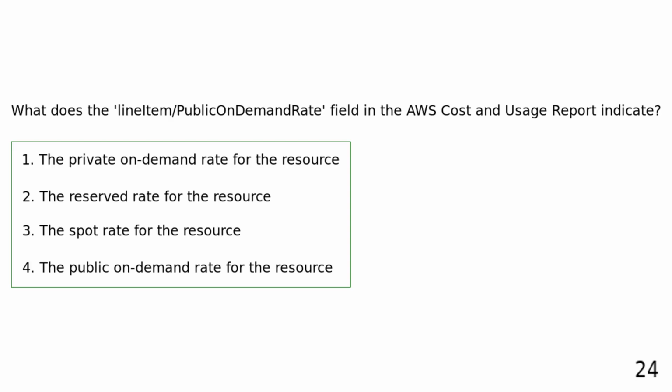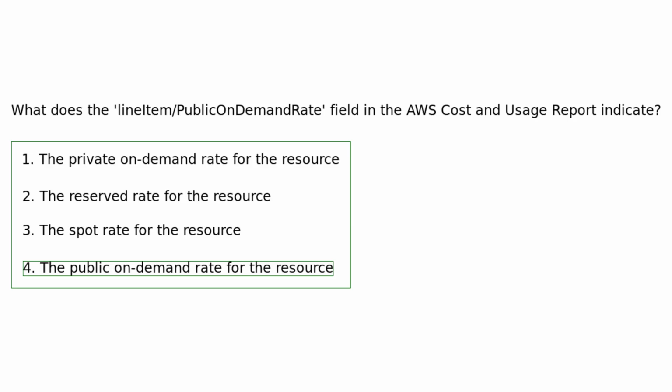What does the line item/public on-demand rate field in the AWS cost and usage report indicate? The private on-demand rate for the resource. The reserved rate for the resource. The spot rate for the resource. The public on-demand rate for the resource. The line item/public on-demand rate field shows the standard on-demand rate for a resource, regardless of any discounts or commitments you have.